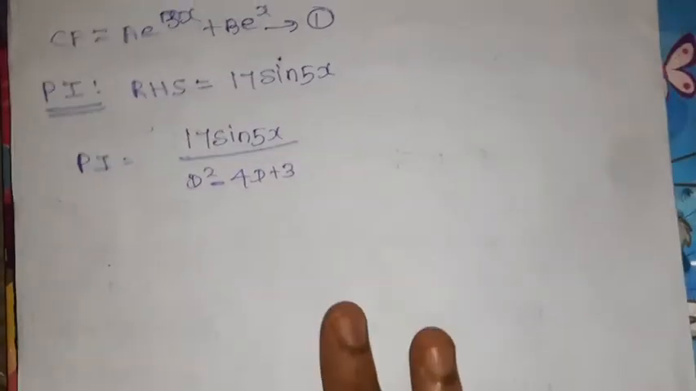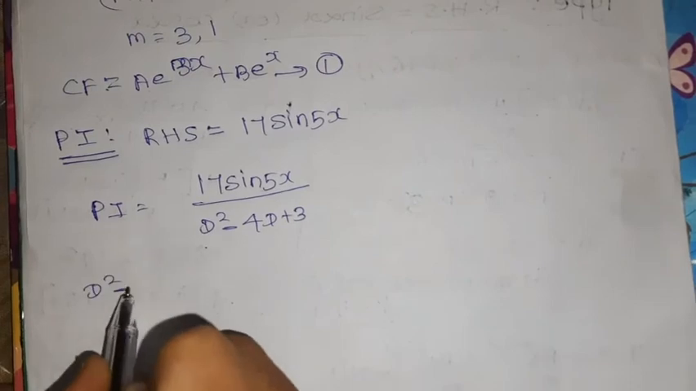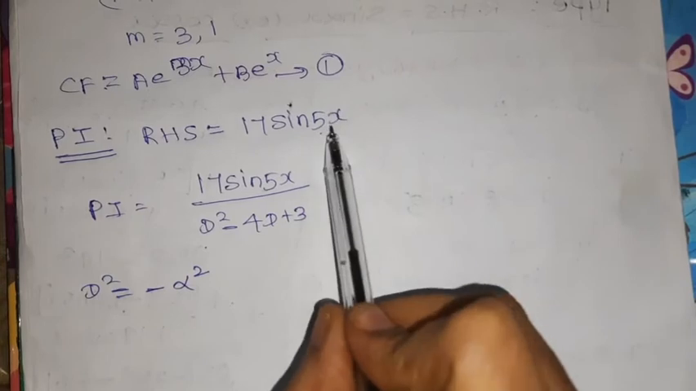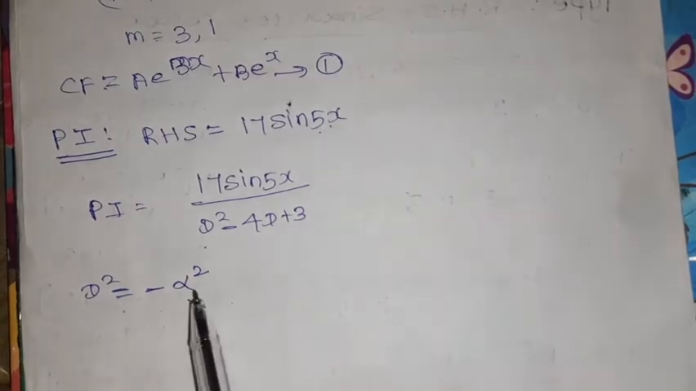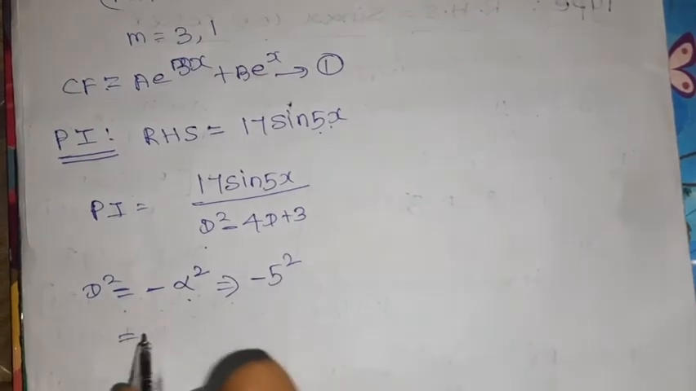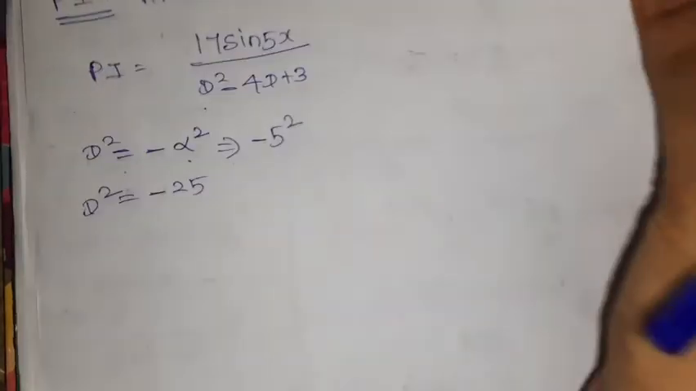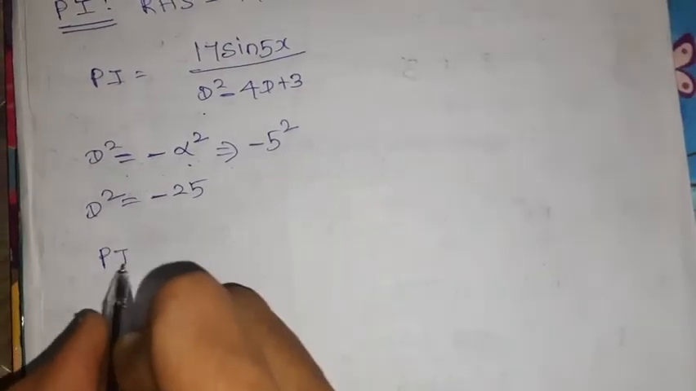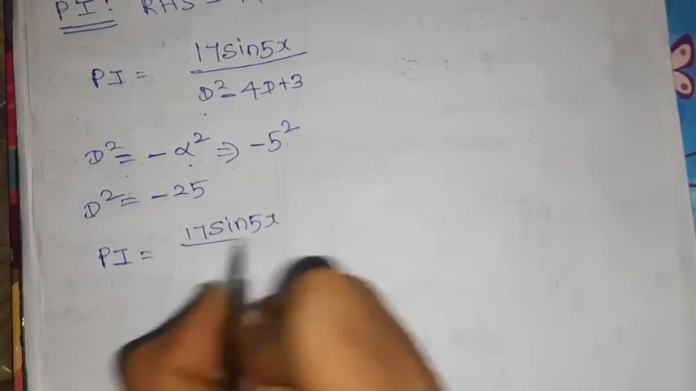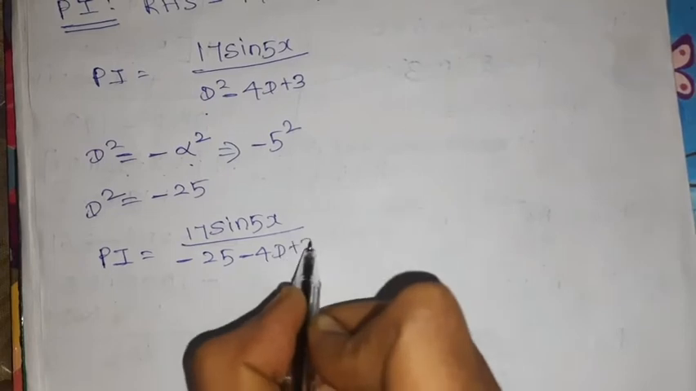Then what is the next step? We need to substitute D squared equal to minus alpha squared, with the minus outside. What is alpha? Alpha equals 5, so minus 5 squared, we get minus 25 as D squared. So the particular integral PI equals 17 sin 5x divided by minus 25 minus 4D plus 3.